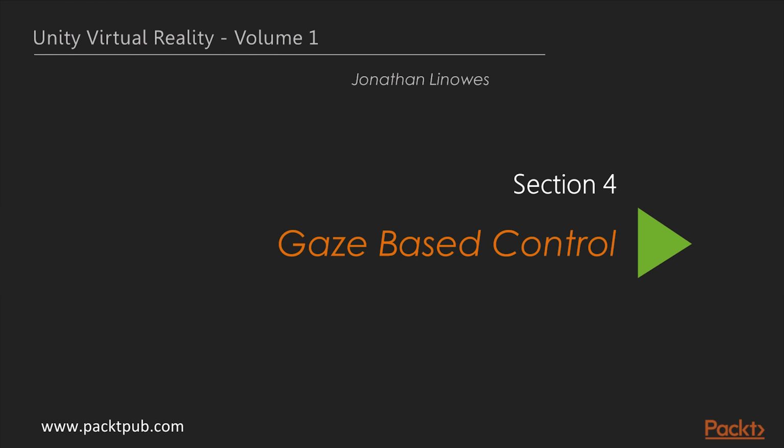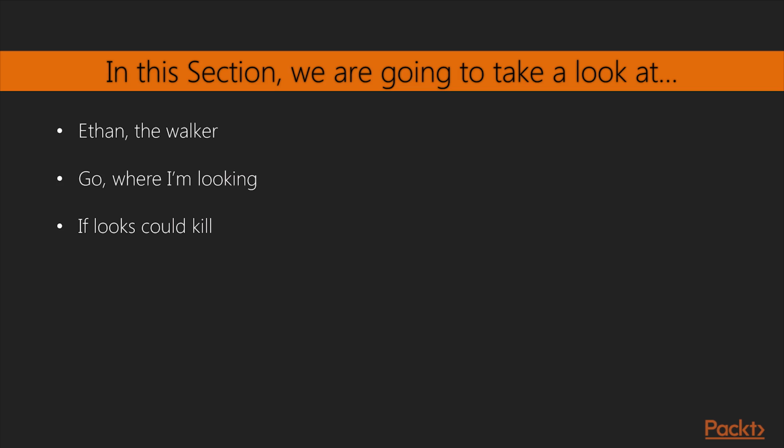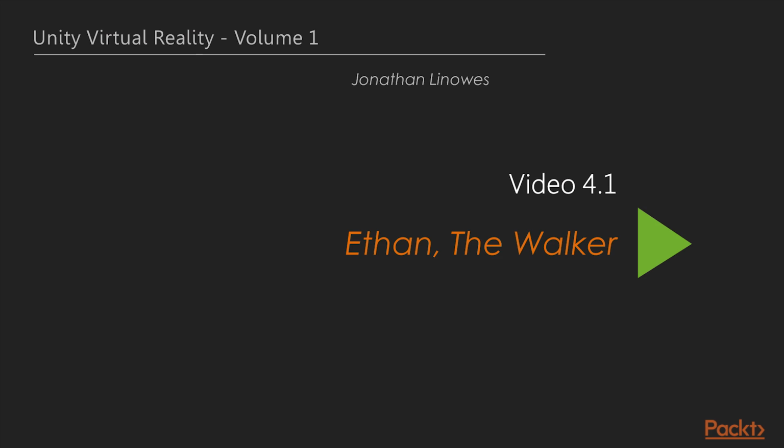Hello, welcome to the fourth section of the course, Gaze-Based Control. In this section, we will begin with Ethan the Walker, where artificial intelligence and NavMesh will be added to our character Ethan. Then we will send Ethan wherever we like in Go Where I'm Looking. And finally, we will try to kill our character in If Looks Could Kill. Now we move on to the first video of the section, Ethan the Walker.